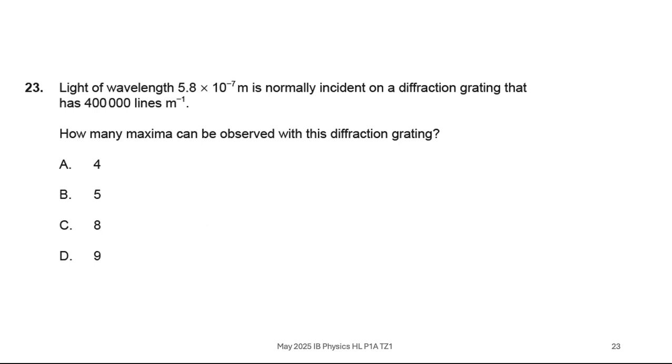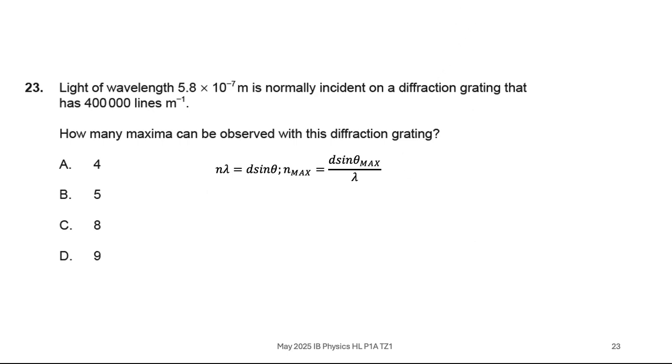We're just going to go brute force right through to the answer, and then we'll talk about strategies at the end. We're going to use our equation n lambda equal to d sine theta, and we're going to try and calculate the maximum n that we can see. This is going to require us to know d, lambda, and sine theta max.